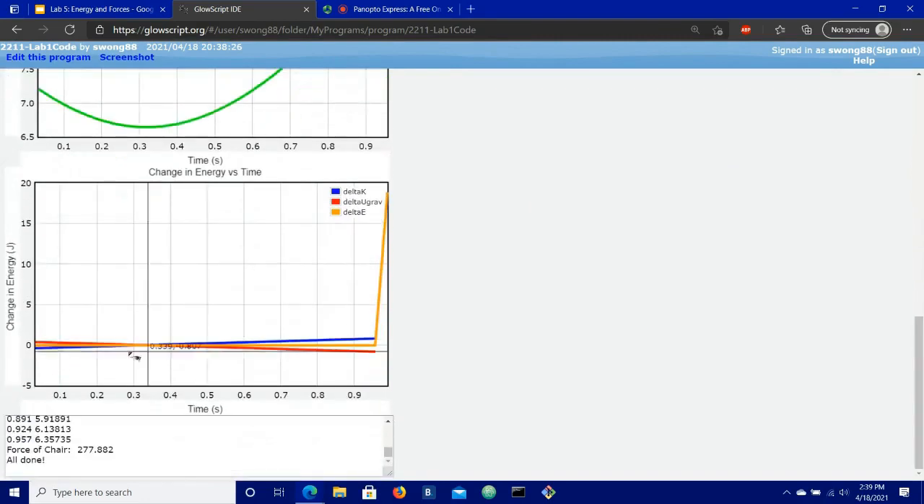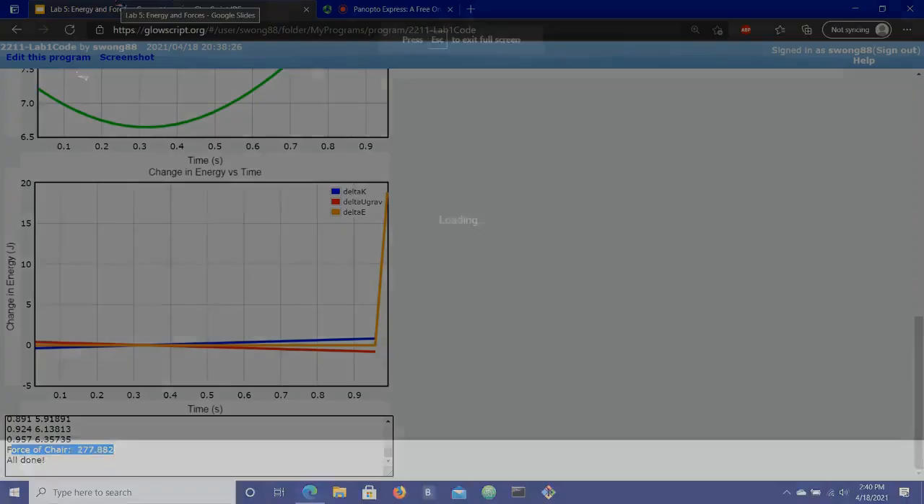Going on down to the energy graph, we can see that the kinetic energy and the gravitational energy are pretty much inverses of each other, and that the total change in energy hovers around 0 for the whole simulation, because it is a closed system and total energy is conserved until the chair enacts its force. That's when we see the change in energy jump up to 18.6 joules, and the model actually calculated the force of the chair to be 277.882 newtons.